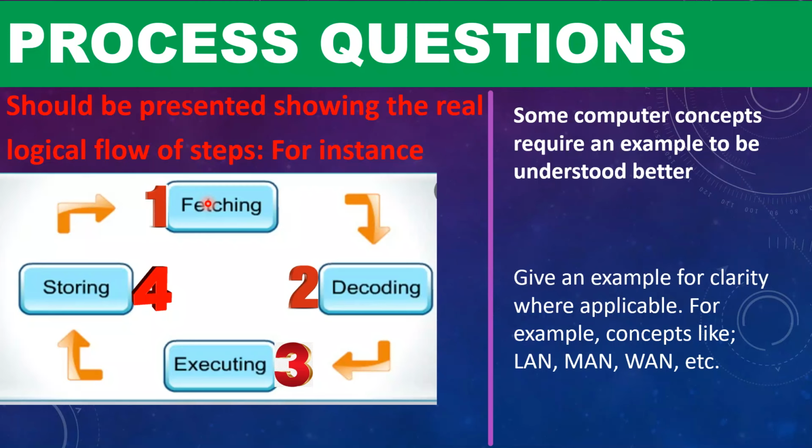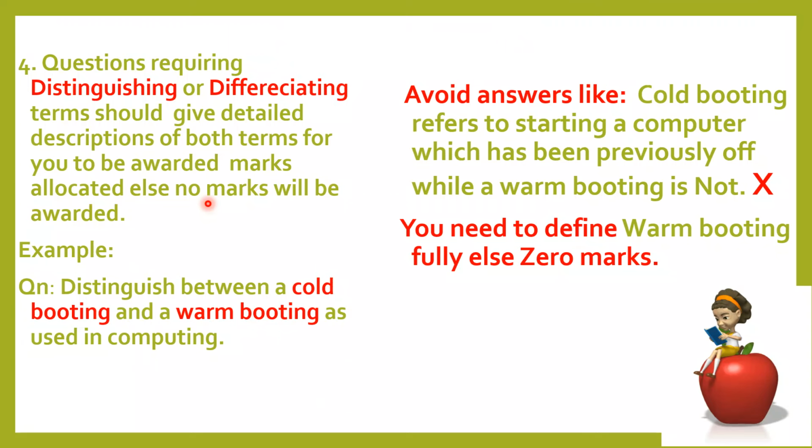Then, some computer concepts require an example to be understood. What do I mean here? You give an example for clarity where applicable. For example, where we have concepts like local area network, metropolitan area network, etc. Give an example so that these concepts are understood better. Then another tip, questions requiring distinguishing or differentiating terms should give detailed descriptions of both terms for you to be awarded marks allocated.